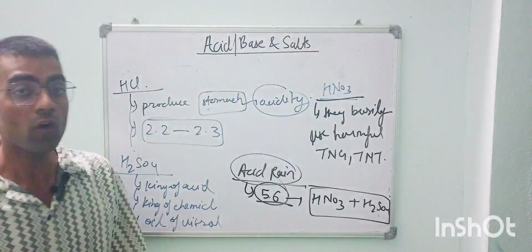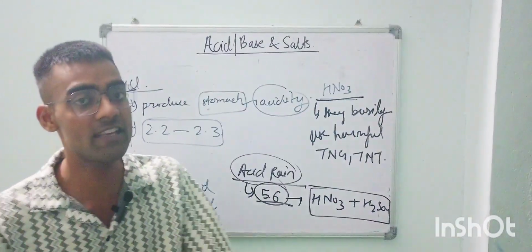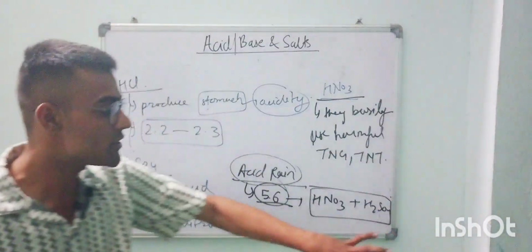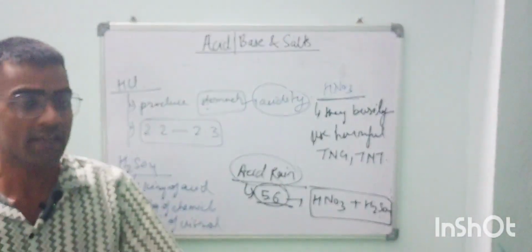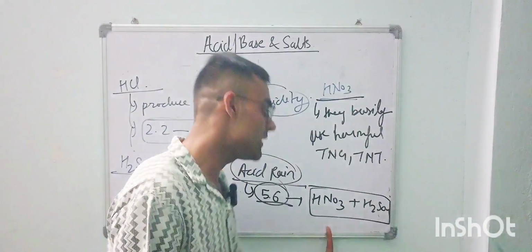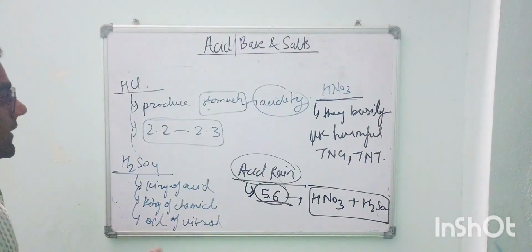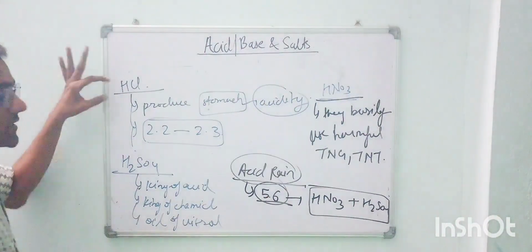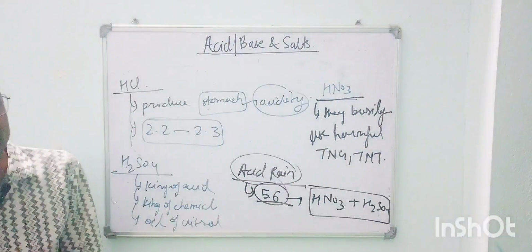Basically, its definition: when the pH is less than 5.6, it is known as acid rain. And there are two acids involved, nitric acid and sulfuric acid. This is about acid rain. So first we have discussed HCl, hydrochloric acid, which is the strongest acid.